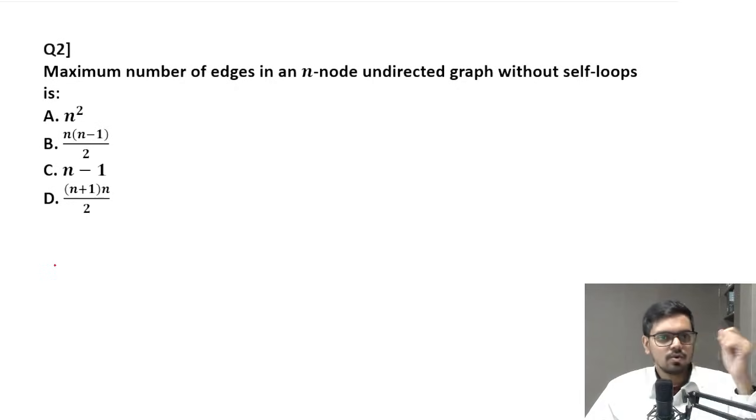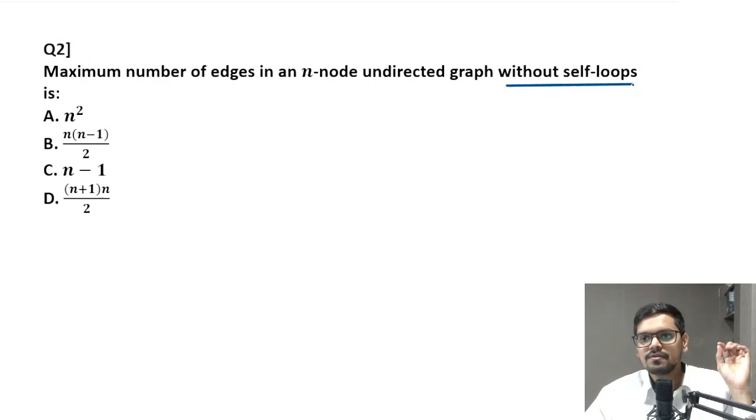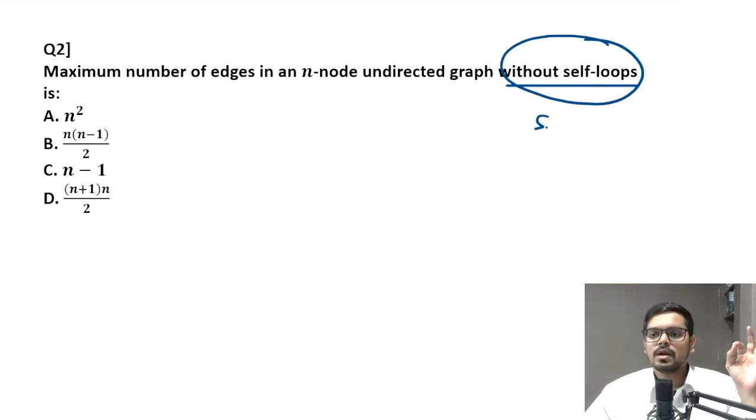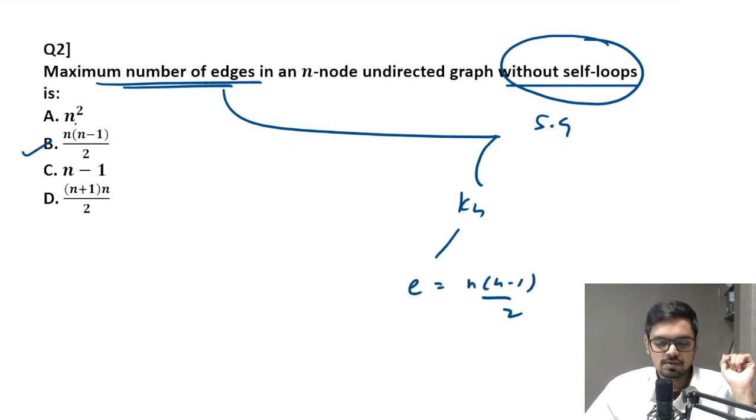Pause the video, try, then look at my solution. The question says: the maximum number of edges in an n node undirected graph without a self loop is. Now this is very good, because they are framing it without self loop. Without self loop means we are talking about the simple graph. So in a simple graph, you tell me the maximum number of edges. Sir, it occurs in the Kn. Maximum number of edges is n into n minus 1 by 2. Straight away the answer is option B.